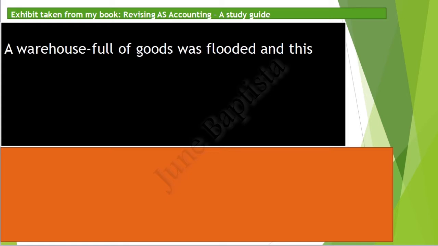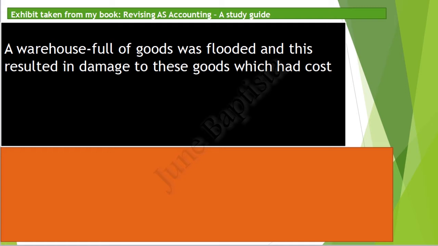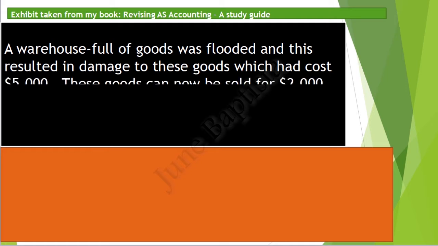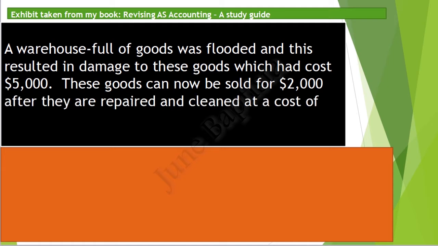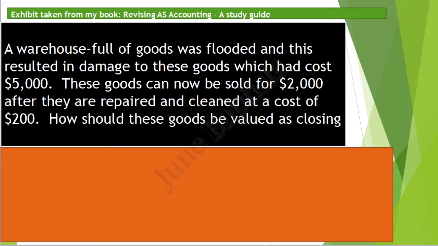A warehouse full of goods was flooded, and this resulted in damage to these goods, which had cost $5,000. These goods can now be sold for $2,000 after they are repaired and cleaned at a cost of $200. How should these goods be valued as closing inventory?